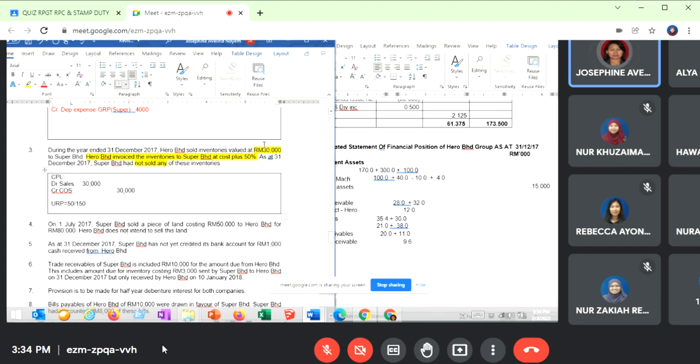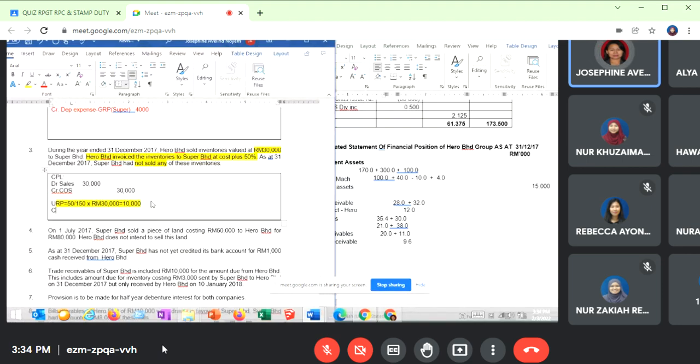So 50 over 150 times the value of 30,000, since it says all these goods that were bought were not sold out by end of the year. So this value is 30,000. That gives you an unrealized profit of 50 divided by 150 times 30, that's 10,000. So we are only interested in this one, and how it affects the statement of profit or loss.